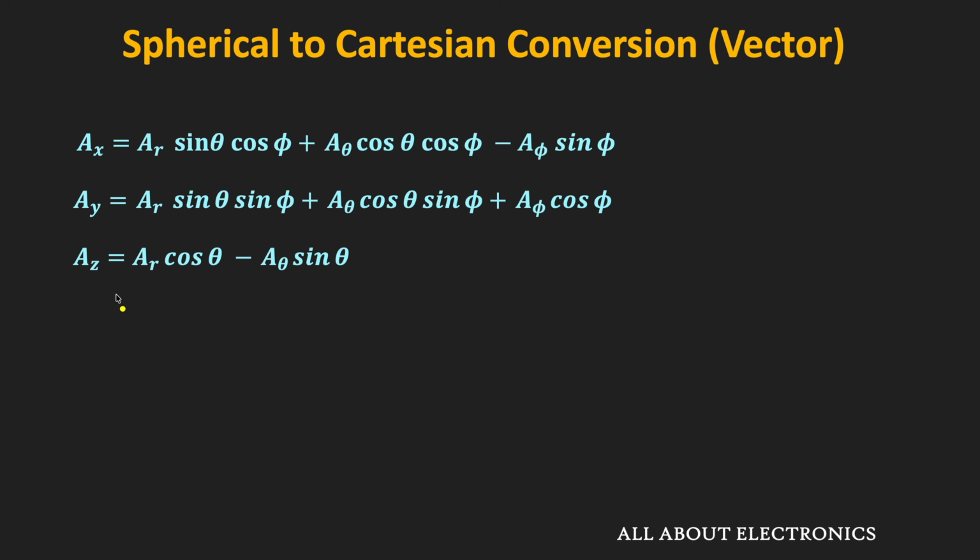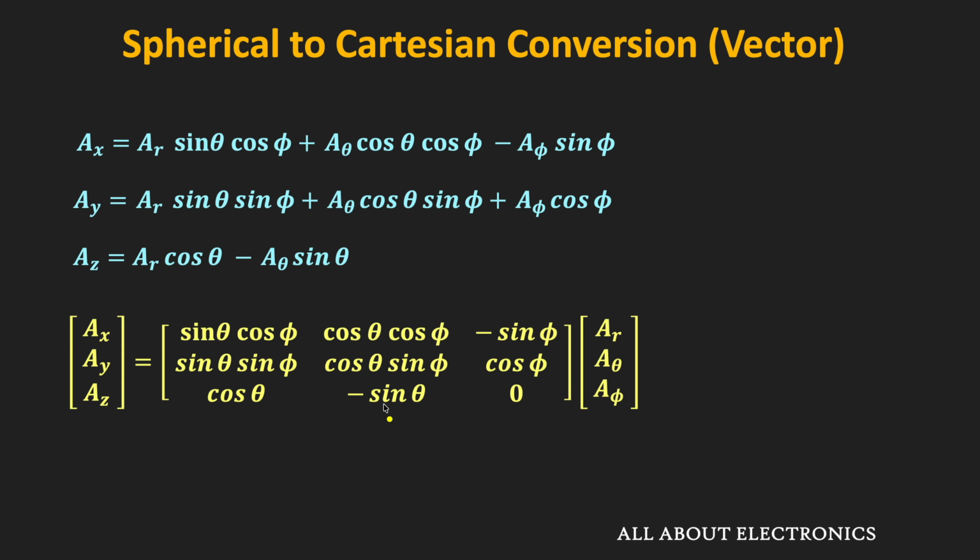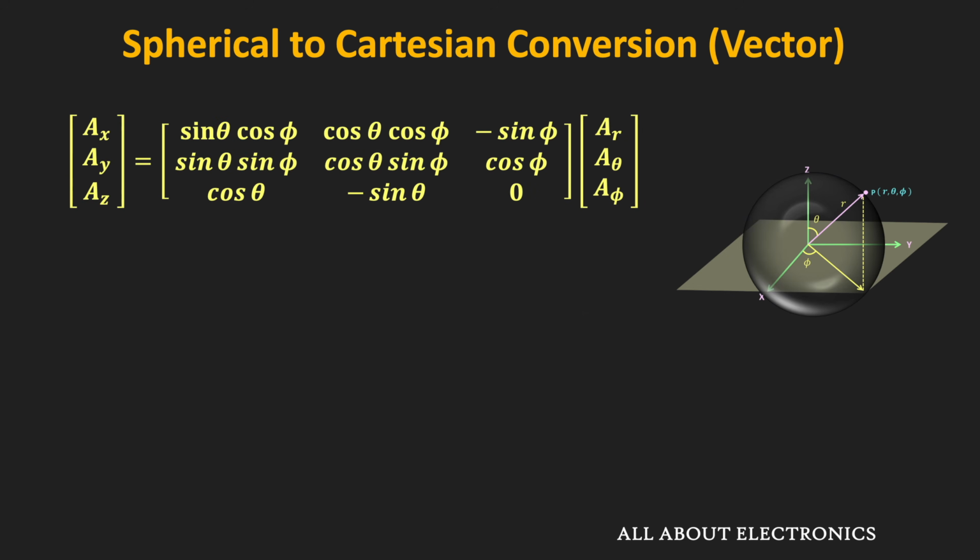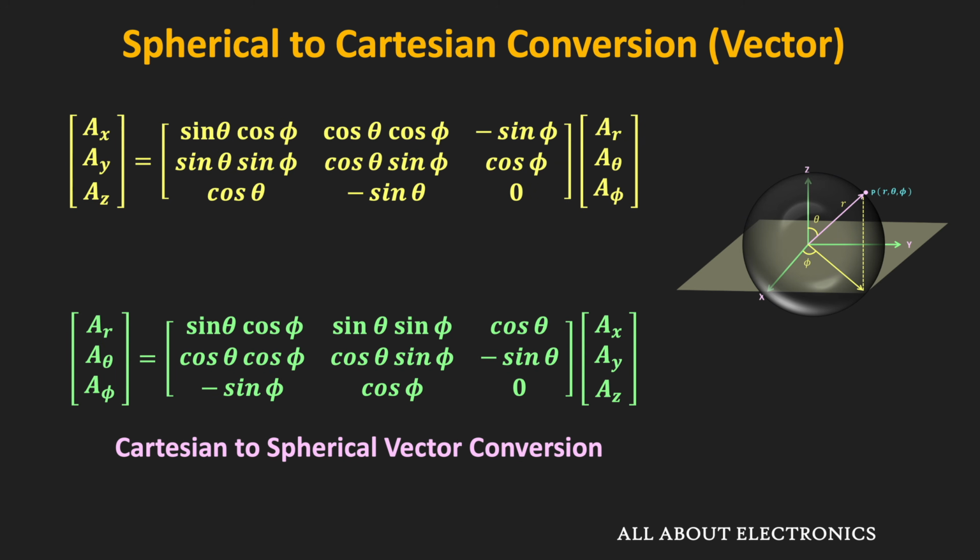Here the same thing can also be represented in the matrix form. So this is the transformation matrix for converting any vector from the spherical coordinate system to the Cartesian coordinate system. And in the last video we have seen that if we just take the transpose of this matrix, then we can also find the conversion matrix for the Cartesian to spherical vector conversion. That means here we just need to change the rows into the columns. And now this matrix is the transformation matrix for the Cartesian to spherical vector conversion. That means we just need to remember only one conversion matrix, and with the help of the transpose we can find the other one.